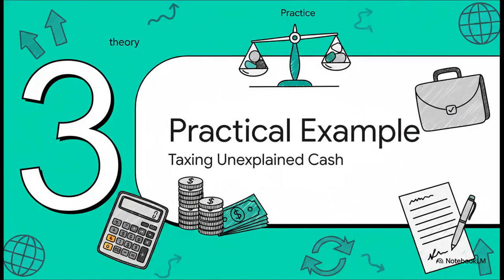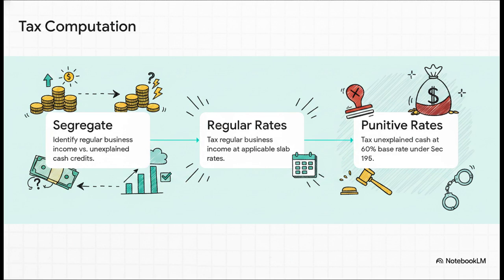Okay, Section 3, a practical taxation example. Let's see how this actually works with some numbers. Let's say you have a client with 10 lakh rupees of totally normal, regular business profit, but during an assessment, the officer uncovers 5 lakh rupees of unexplained cash credits.